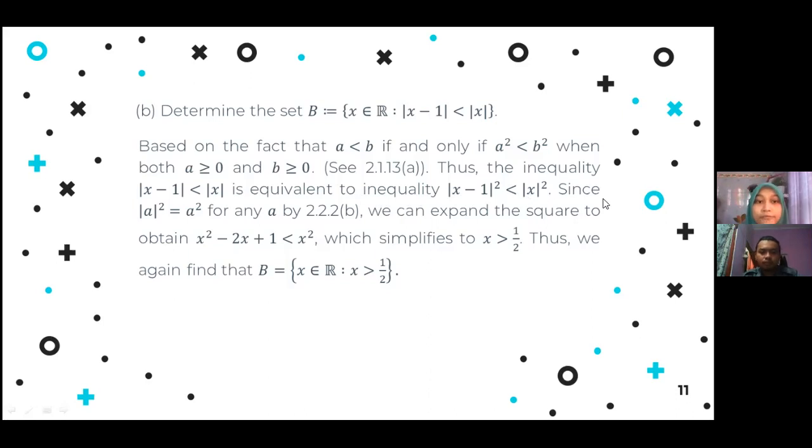The absolute value of A squared equals A squared for any A by 2.2.2 in part B. We can expand the square to obtain x squared minus 2x plus 1 less than x squared, which simplifies to x greater than 1 over 2. Thus, we again find that B equals the set of x elements of the real numbers for x greater than 1 over 2.